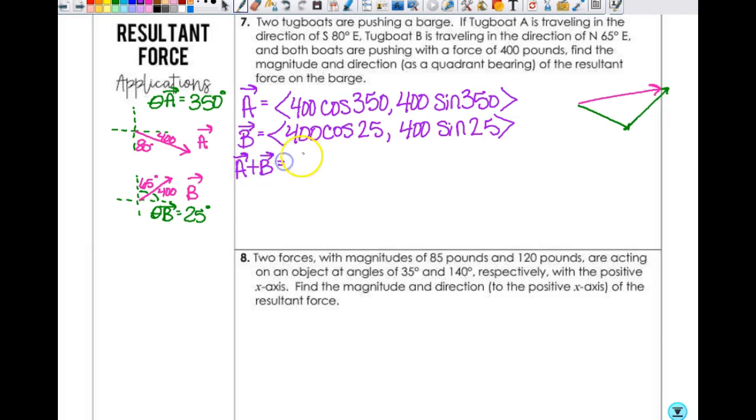So to get that resultant vector in your calculator, you want to make sure it's in degrees. You're going to add 400 cosine 350, close parentheses, plus 400 cosine 25. Get your answer. Then store it. I highly suggest on these to store them in X and Y. Okay, so get your first answer, shift store X, and then your second one, shift store Y. Very important that they're stored.